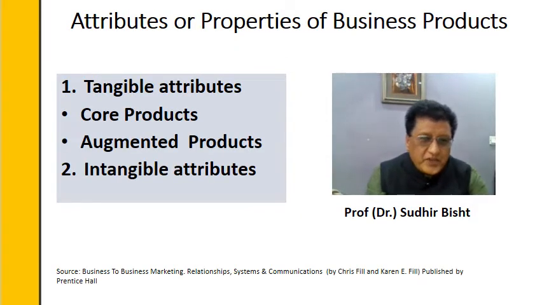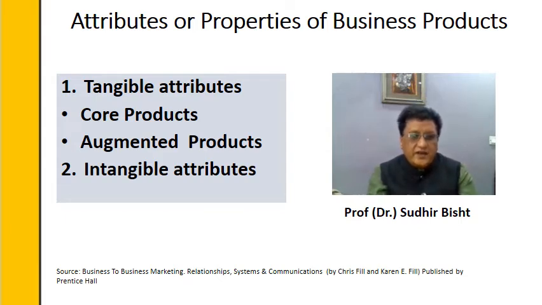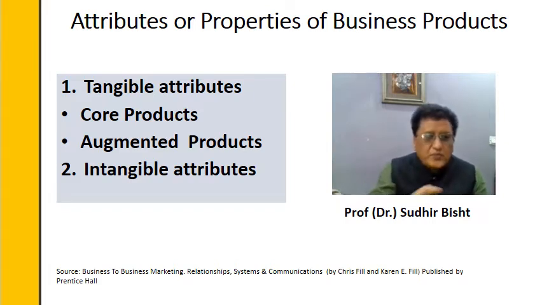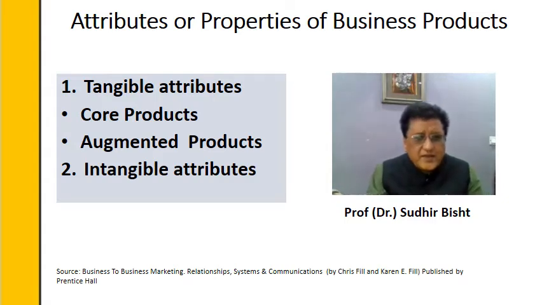So what are the attributes and properties of business products? Attributes or properties, both are correct. Attribute basically is a property which we can say is caused by something, for which somebody is responsible. If a product exhibits a property, we say it is this attribute. When we were doing attributes of consumer goods, we also studied attributes. So in B2B marketing also it is quite similar. There are two types of attributes of a business product. Properties and attributes are the same. One is the core, one is the tangible.